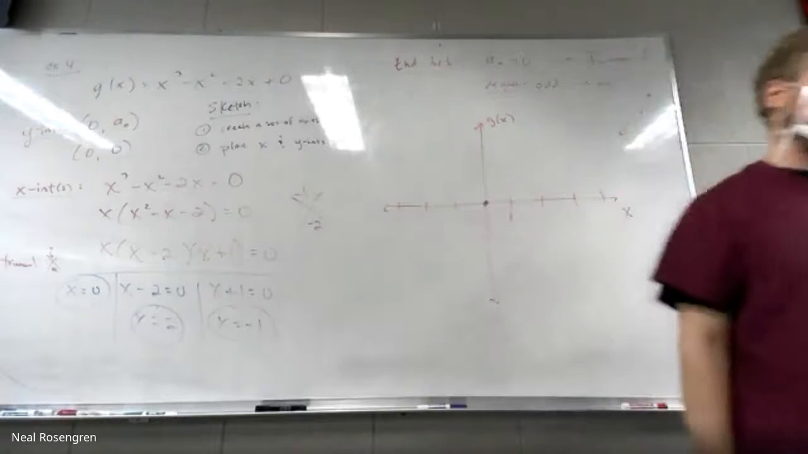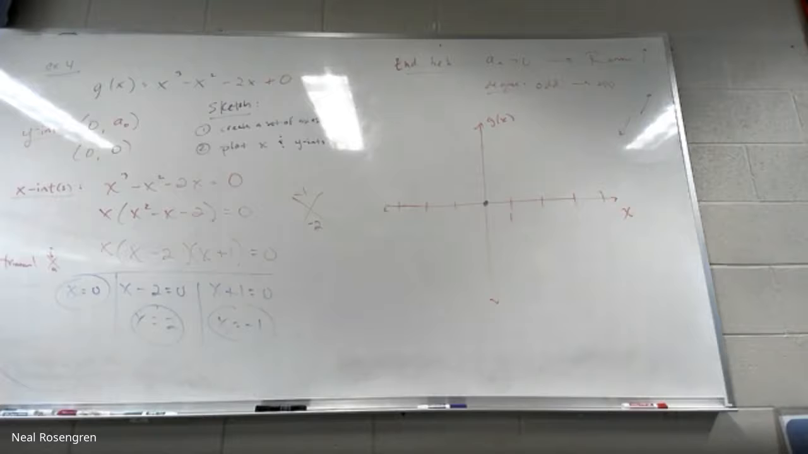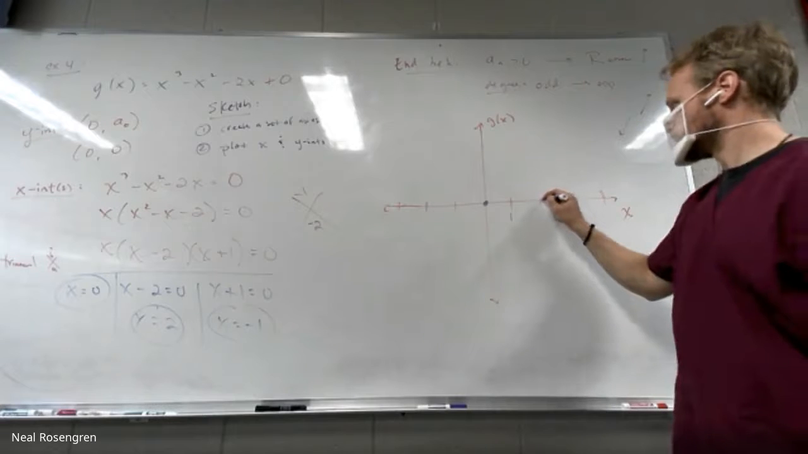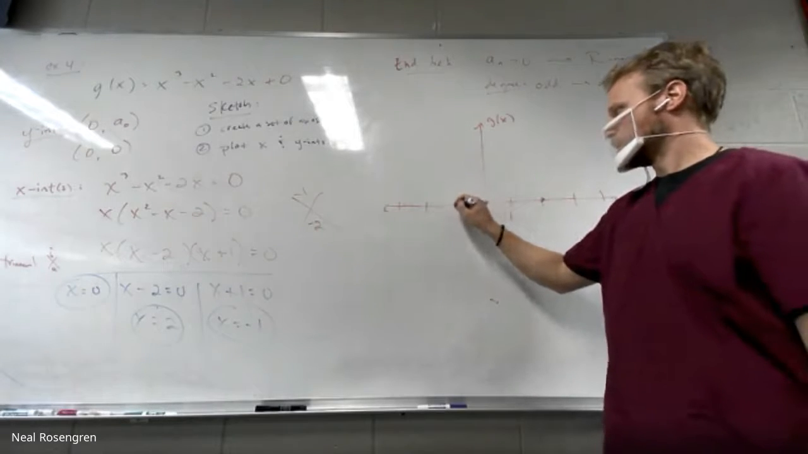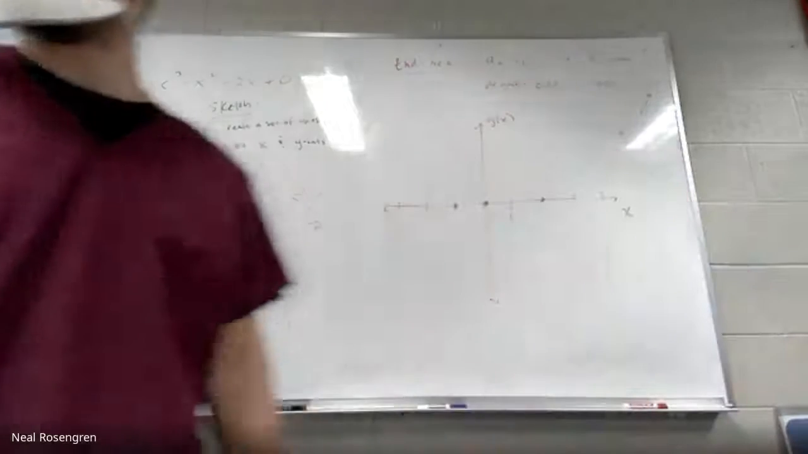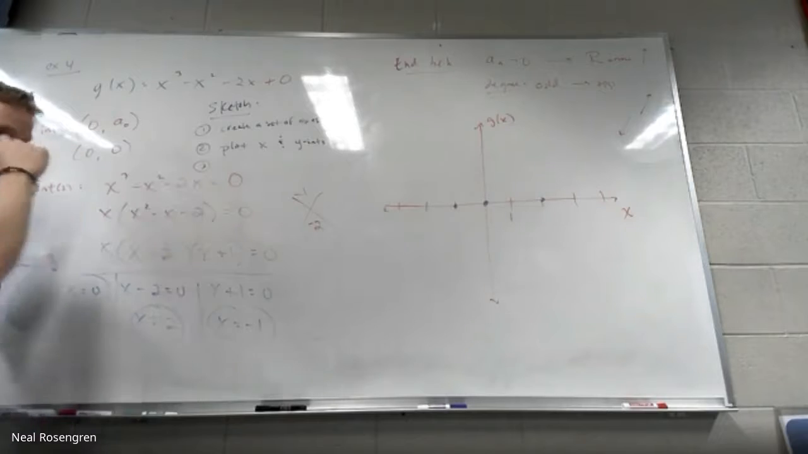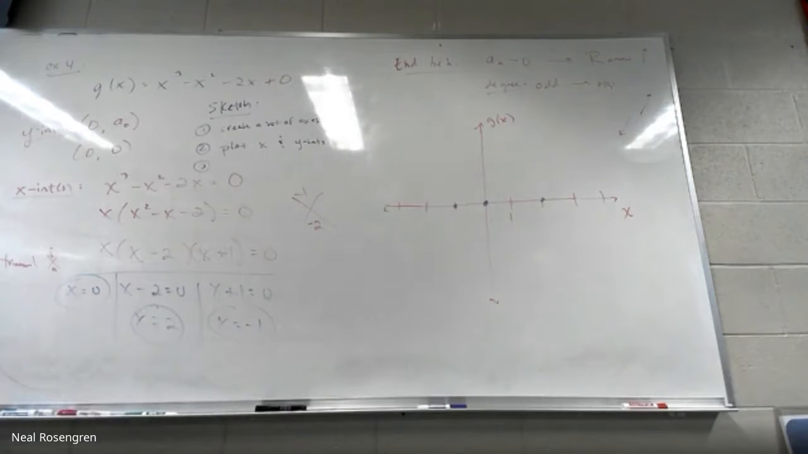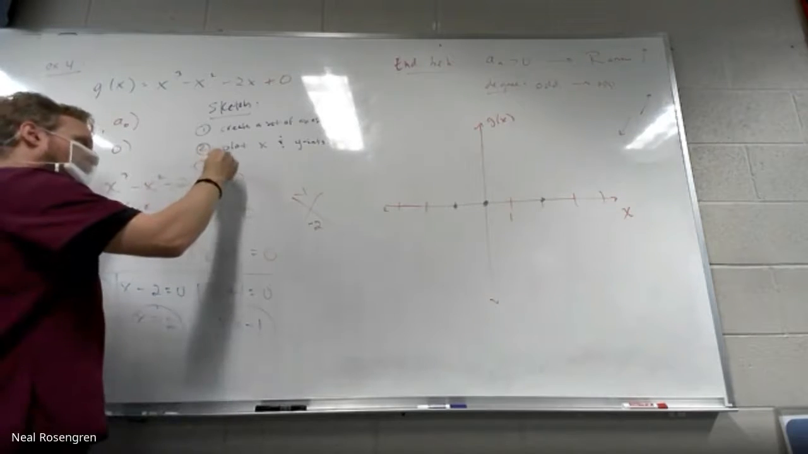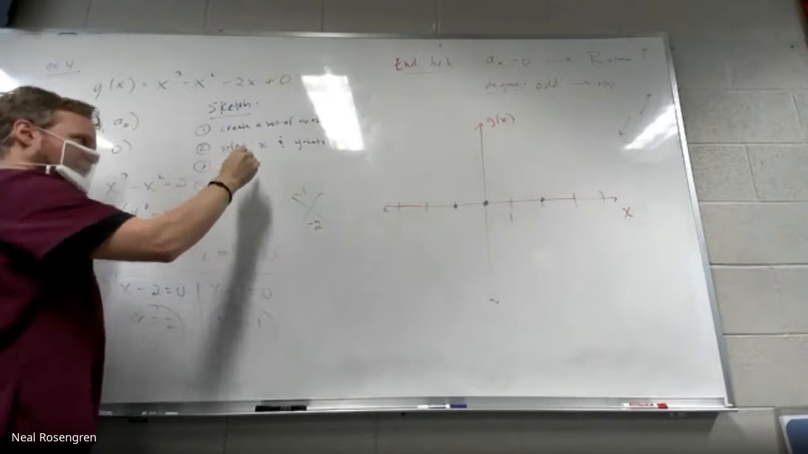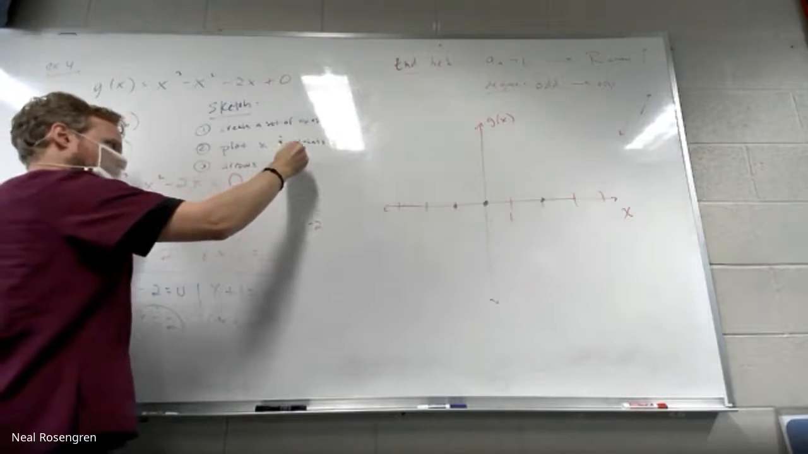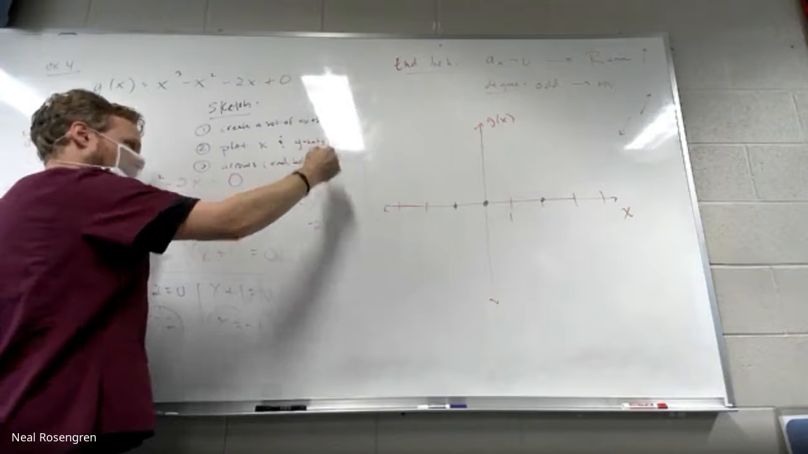I like to switch colors between my axes and the graph that I'm doing. That's just me. Okay, so 0, 2, and -1. Now I draw the arrows. And if those are the only x-intercepts, I'm going to make sure that my end behavior matches what I expect.